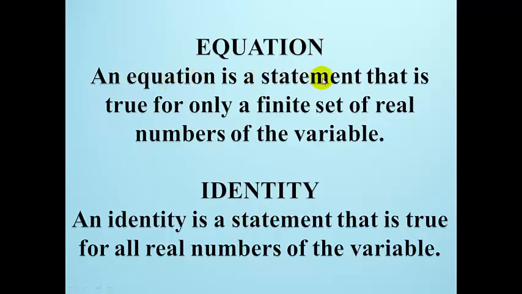An equation is a statement that is true for only a finite set of real numbers of the variable. But the identity is a statement that is true for all real numbers of the variable. So, an equation is true for only a finite set of real numbers, but the identity is true for all real numbers of the variable. Now, let's look at the illustration.